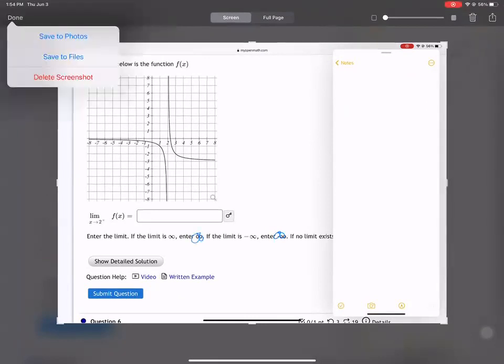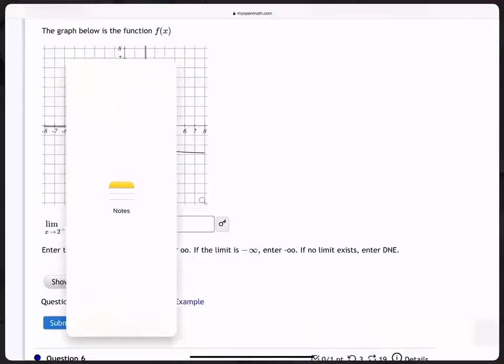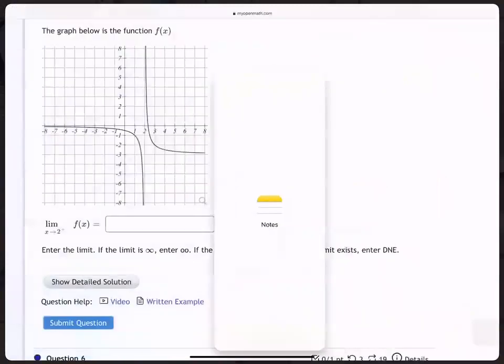Oops. I can't see it, let me move it. Does not exist, DNE, okay? They want you to write DNE.